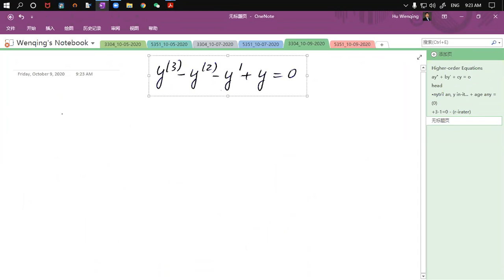Well, for this one, the characteristic equation is r cubed minus r squared minus r plus 1 equals 0. Now the problem here is that you don't really have any kind of quadratic formula to find the roots. In the higher order case, there are no exact quadratic formulas from which you can find the roots. Therefore, you have to resort to your high school mathematics.